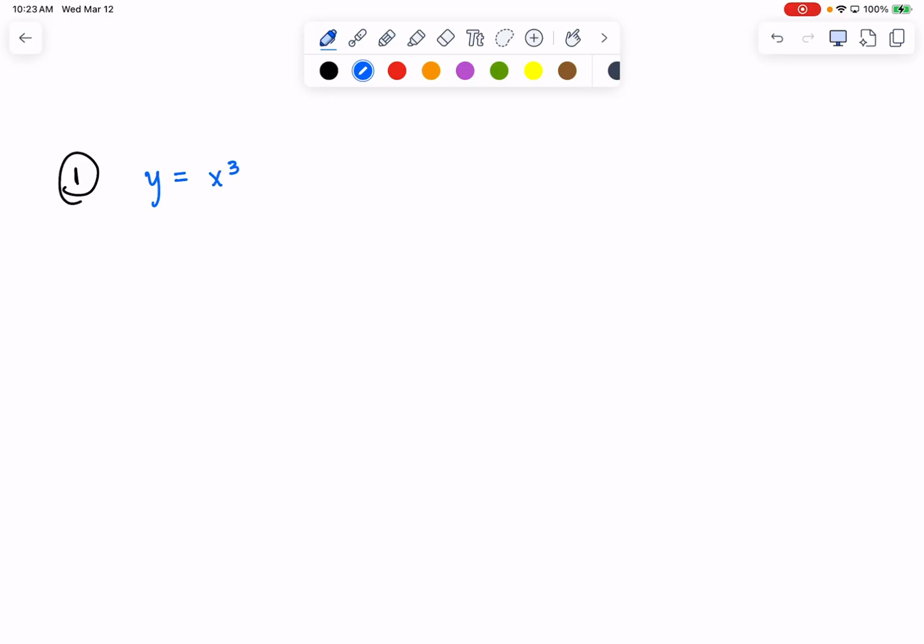x cubed minus 3x squared plus 3. Good news. Look at this whole page. What do you notice about this whole page? They're all polynomials and rational functions. There's no trig functions, no e to the x functions, no natural logs. So the derivatives are going to be fairly easy. Product, quotient rule, chain rule.